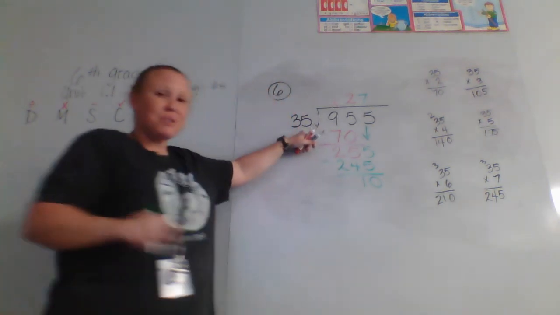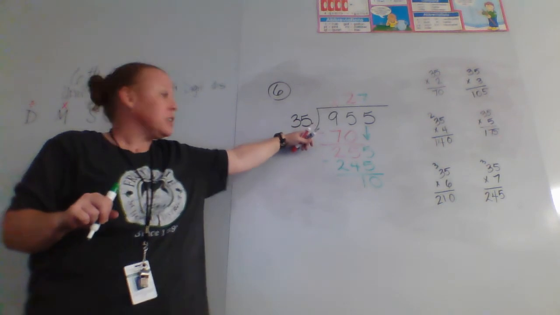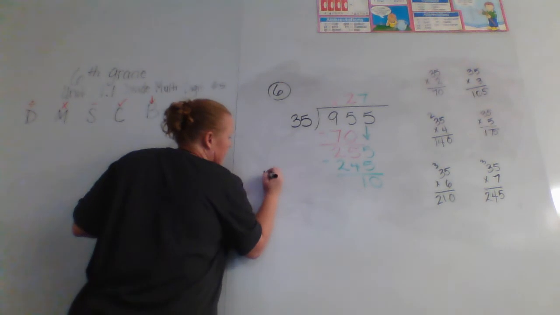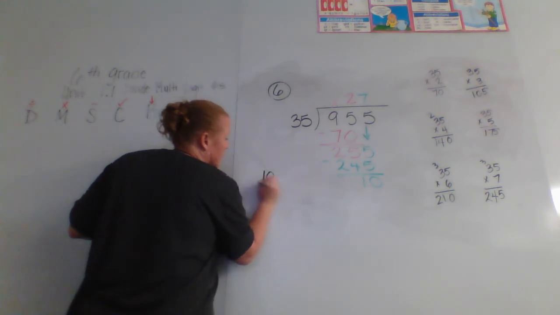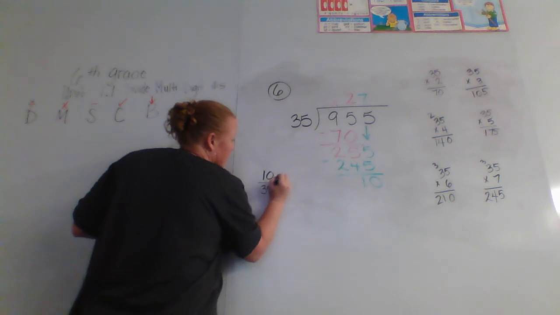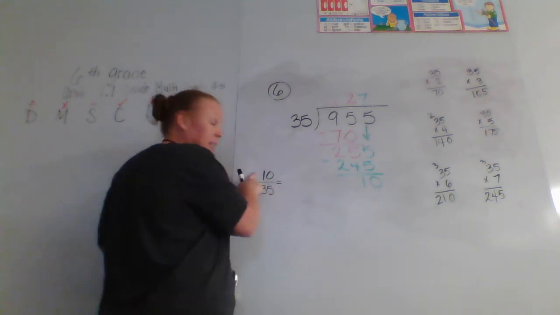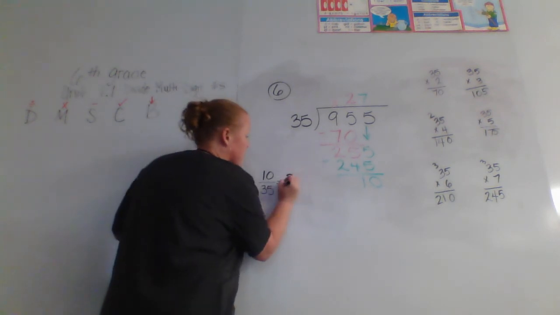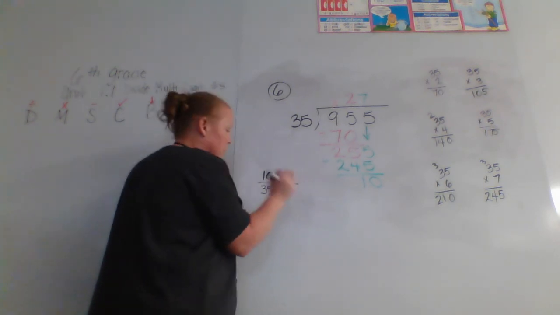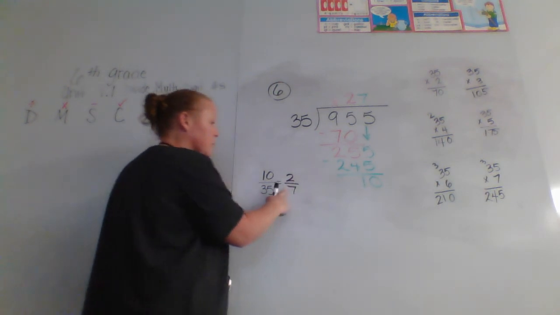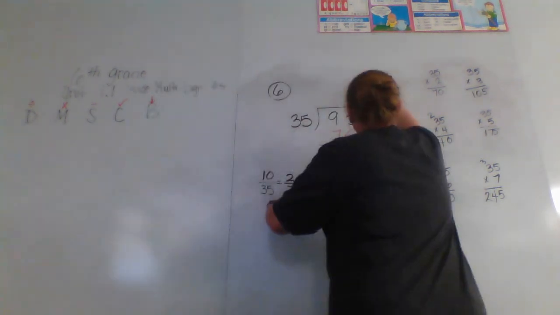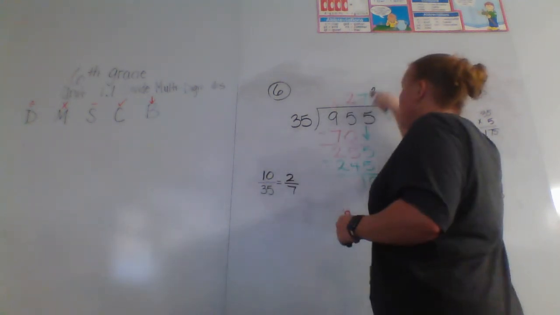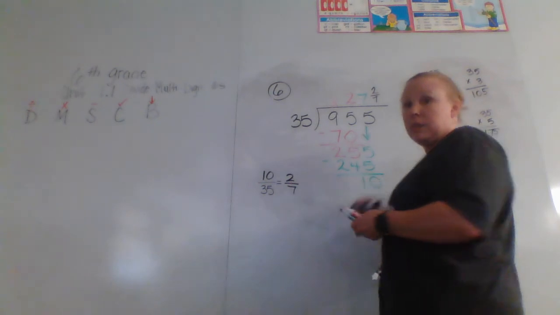But this number is 35. Both of those numbers are divisible by 5. So what I'm going to do is I'm going to go 10 is my top number. 35 would be my bottom number. So I need to see how many times 5 goes into each of those. So 5 goes into 10 2 times. And 5 goes into 35 7 times. So my new fraction is going to be 2 over 7. So my answer is going to be 27 and 2 over 7. Okay?